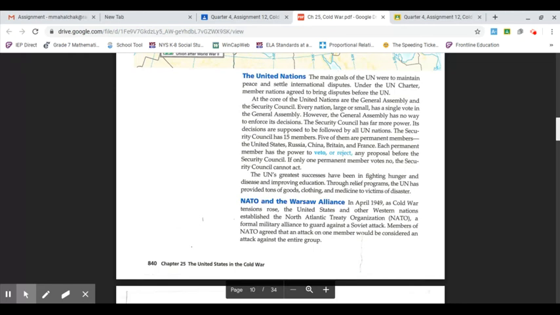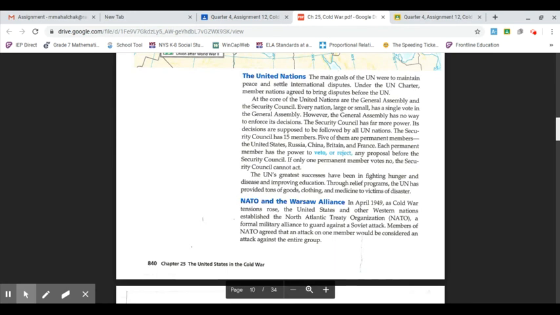At the core of the United Nations are the General Assembly and the Security Council. Every nation, large or small, has a single vote in the General Assembly. However, the General Assembly has no way to enforce its decisions. The Security Council has far more power. Its decisions are supposed to be followed by all UN nations.